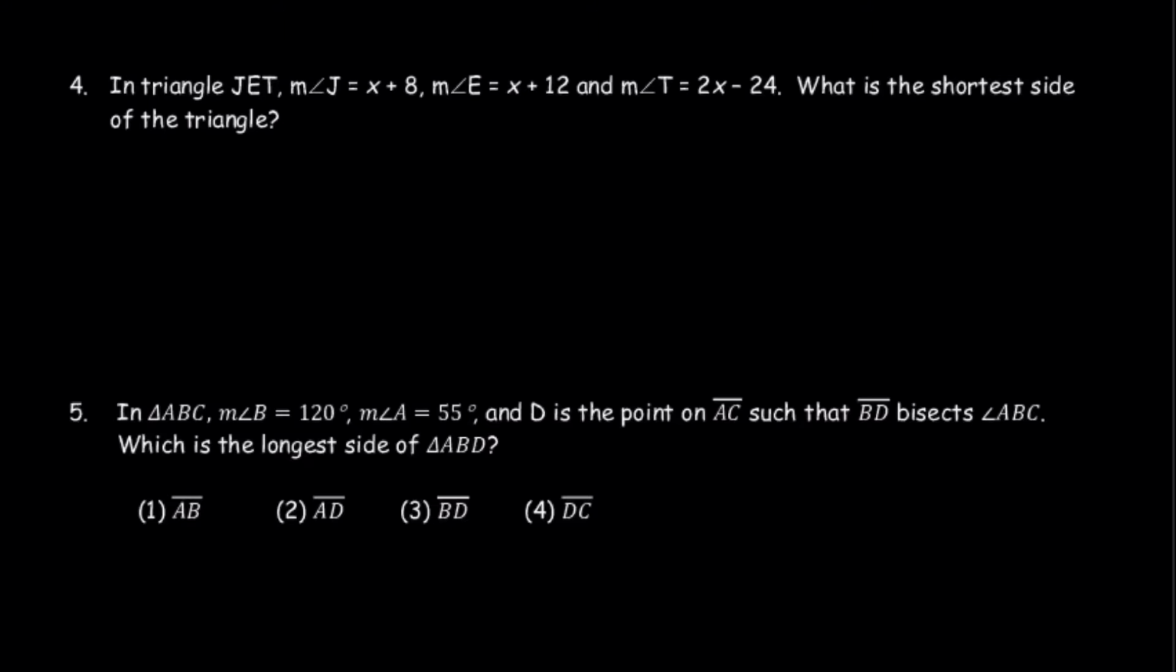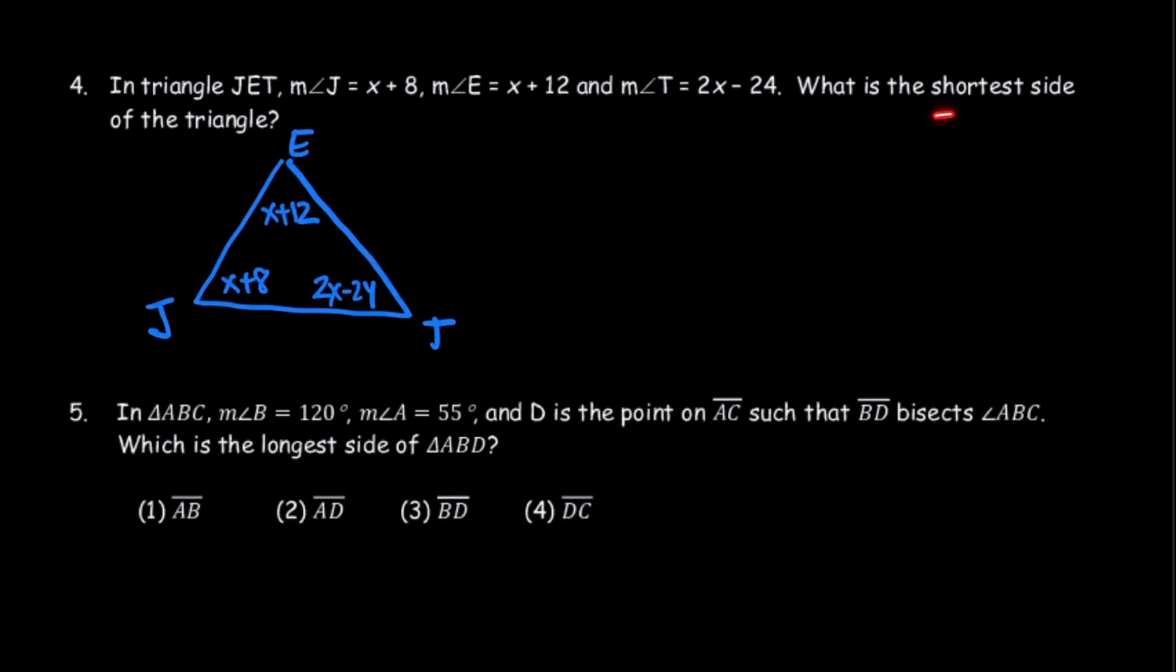All right, in triangle JET, the measure of angle J is x plus 8, E is x plus 12, and T is 2x minus 24. All right, so let's try this. We have to make a sketch first. J, E, T. J is x plus 8. E is x plus 12. And T is 2x minus 24. The question wants us to find the shortest side.